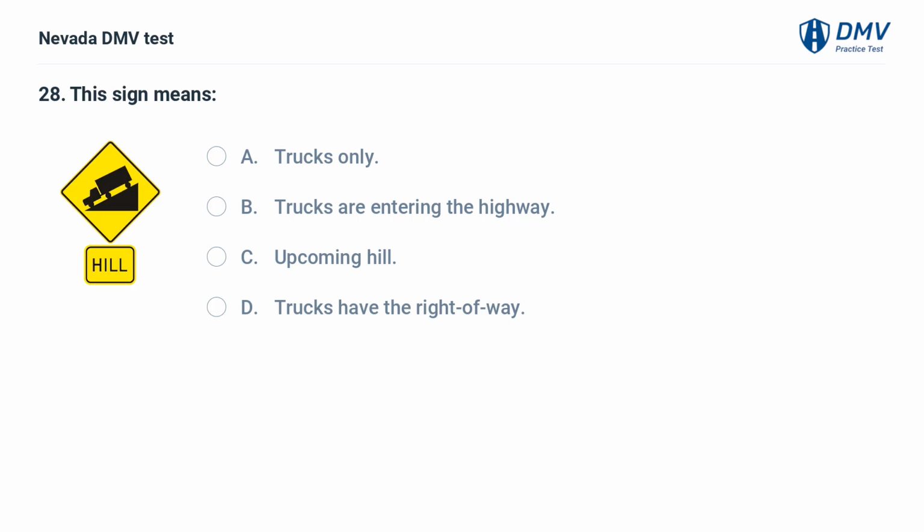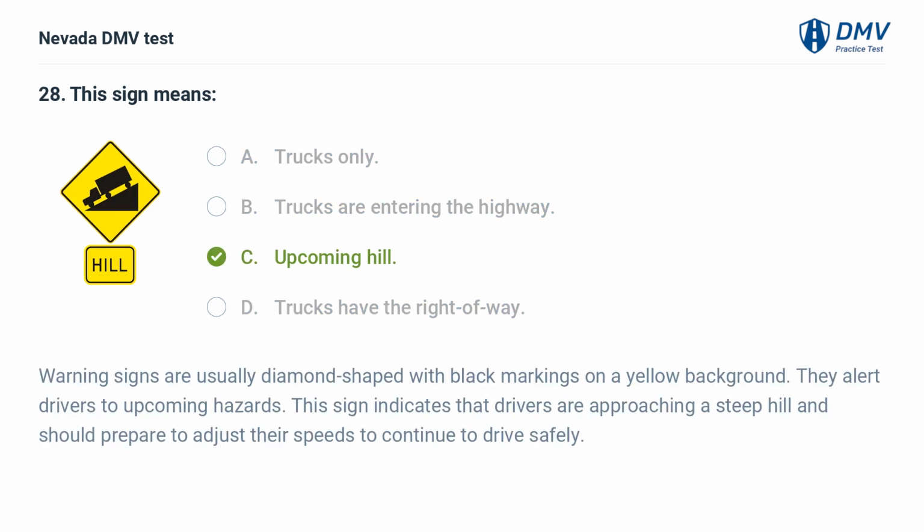This sign means A. Trucks only. B. Trucks are entering the highway. C. Upcoming hill. D. Trucks have the right of way. C. Upcoming hill.